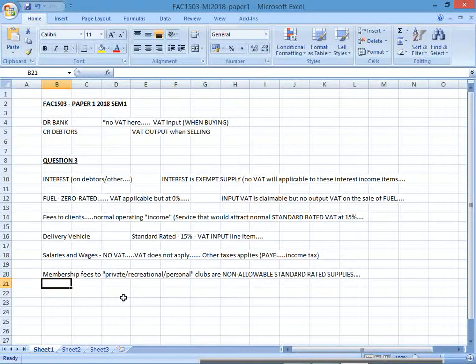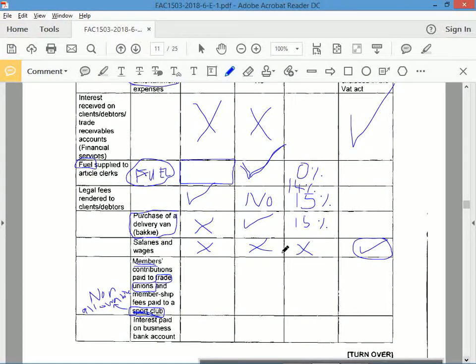Okay, when you join the club, they're going to give you an invoice, the membership fee, and the membership fee will include VAT. If the company is paying your membership to a trade union and your membership to a sports club, both would be seen as, inverted commas, private membership fees, and they would be non-allowable standard rated suppliers. Okay, so your employer, the business, would not be allowed to claim that as input VAT.